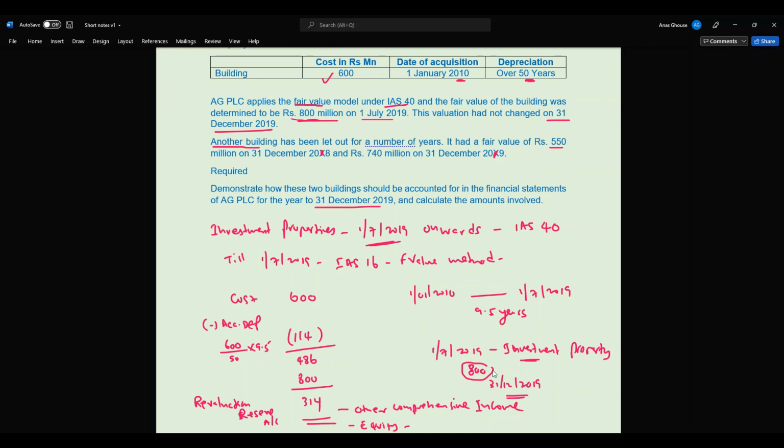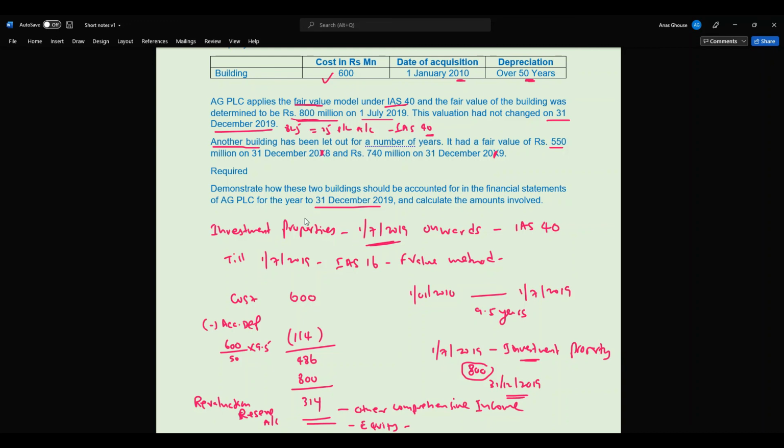Had there been any increase in the fair value, say instead of 800 on 31st December 2019 it became 825, this difference of 800 and 825 would be transferred to the profit and loss account in accordance with IAS 40. But in this case the value is the same, so no adjustment is required.